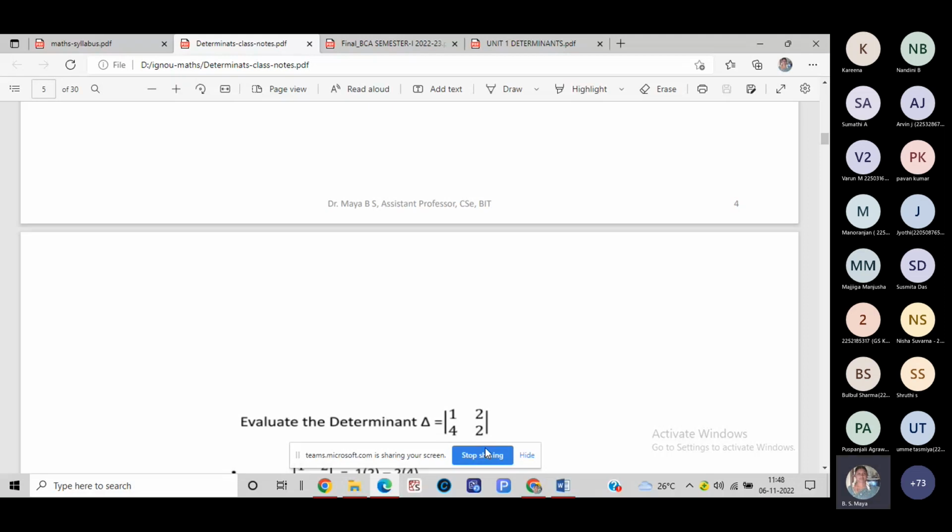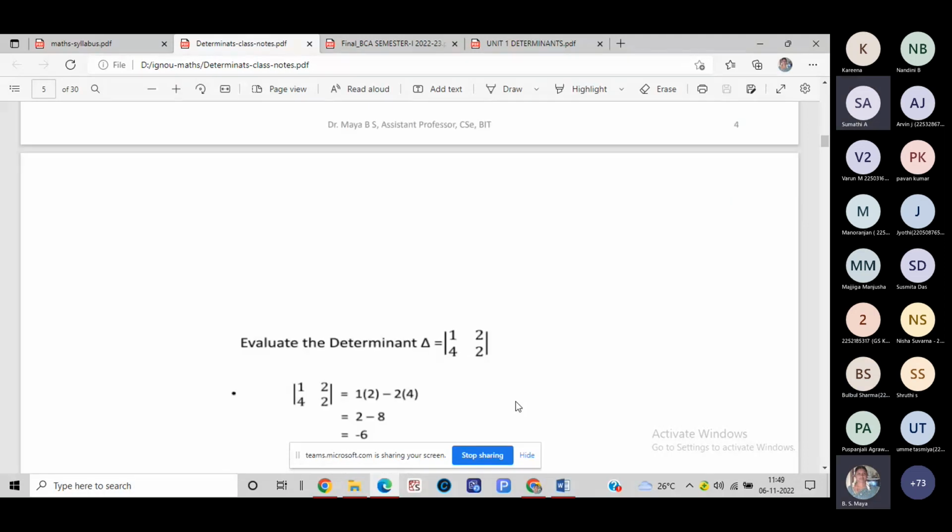What's the delta value now? Delta is equal to 1 into 6, minus 2 into 4... you tell me the process. Delta is equal to 1 into 2 minus 2 into 4, which is 2 minus 8. How much is 2 minus 8? Minus 6.